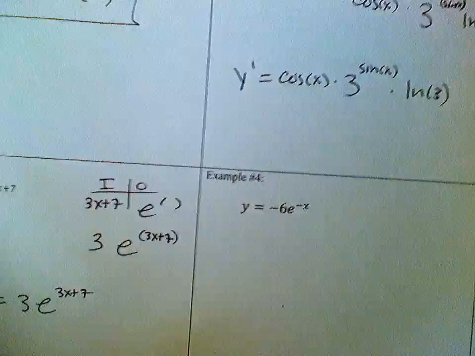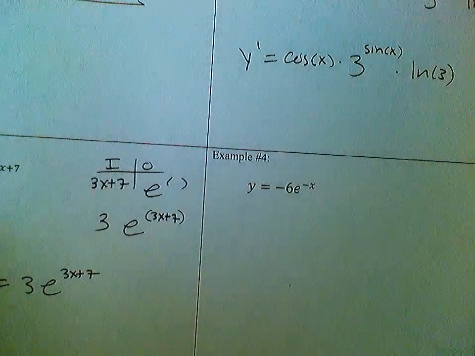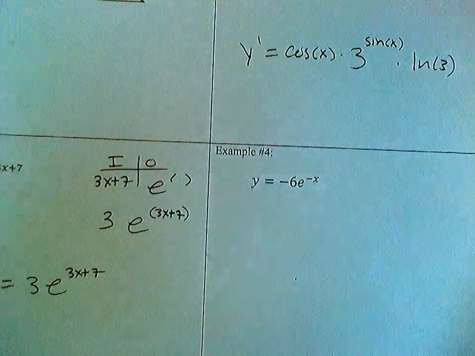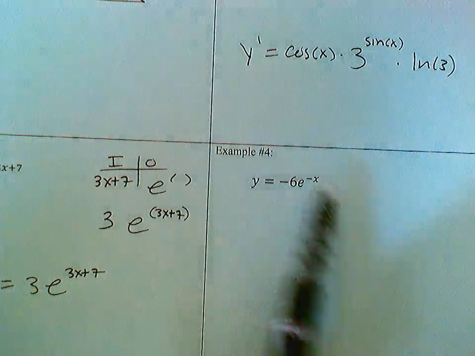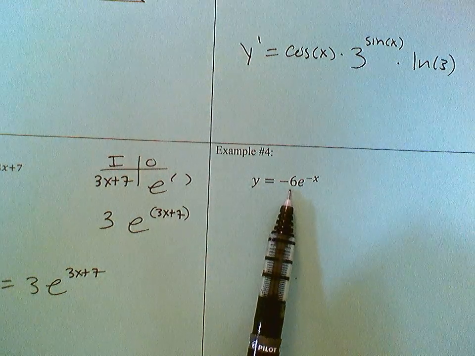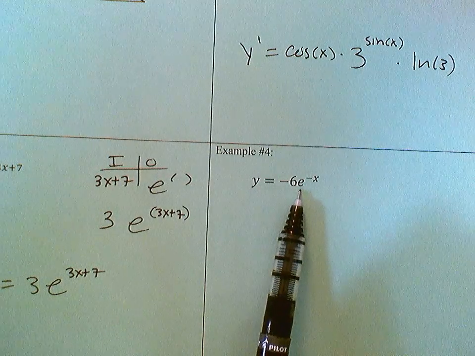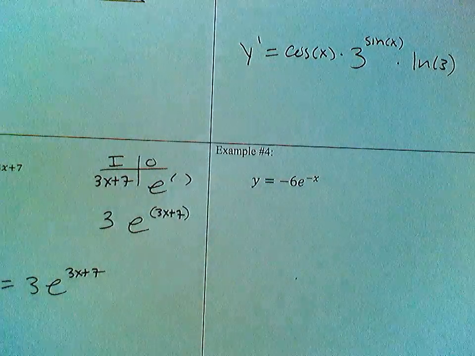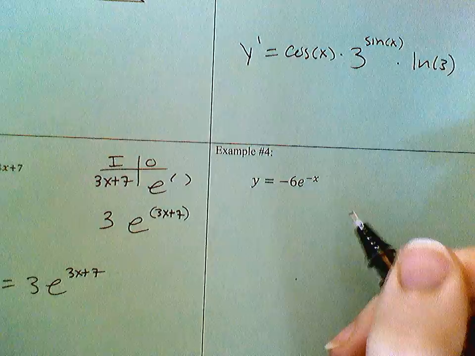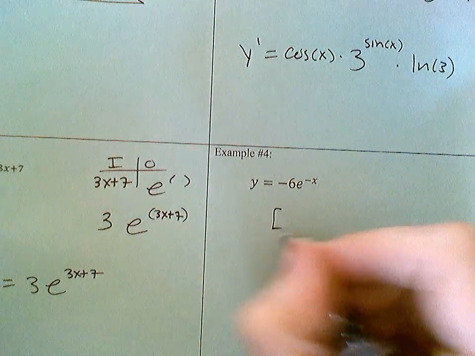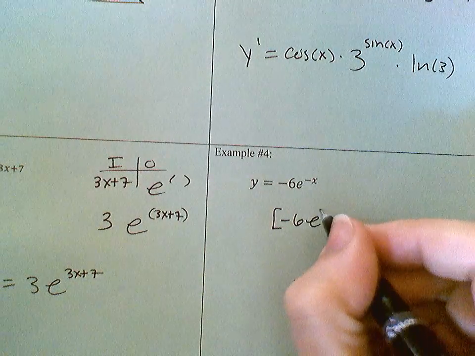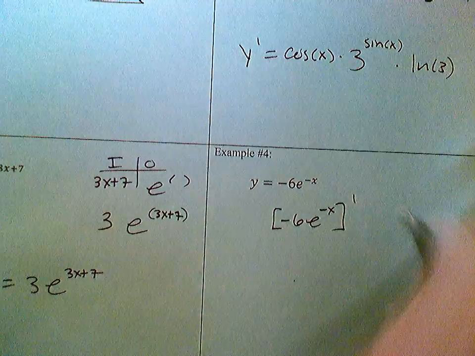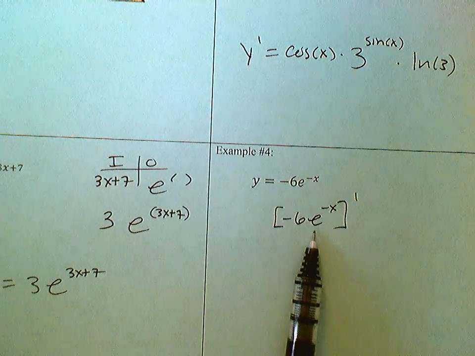Okay, one more. This one here, I feel like I have not been clear about this, but the derivative of a situation like this, where I have this coefficient negative 6 times the function e to the negative x. So I'm going to do something that I hope will help us. Let me do a bracket, negative 6e to the negative x. All right. And then I'll put a prime on the outside. So I want to take the derivative of what's inside.